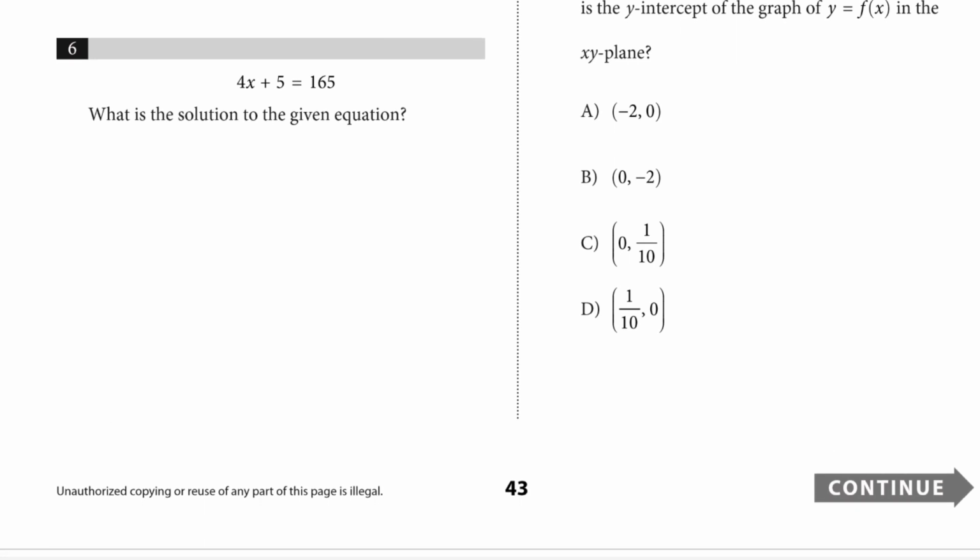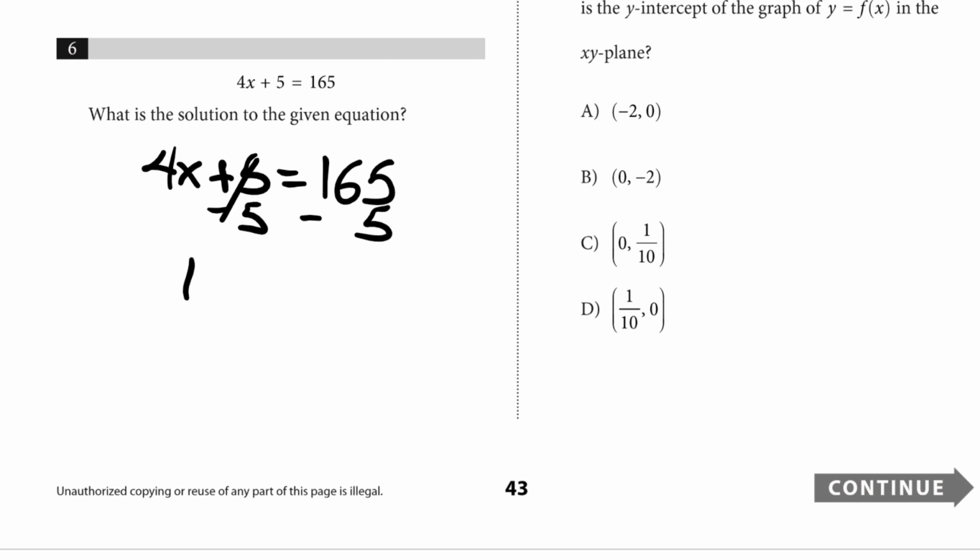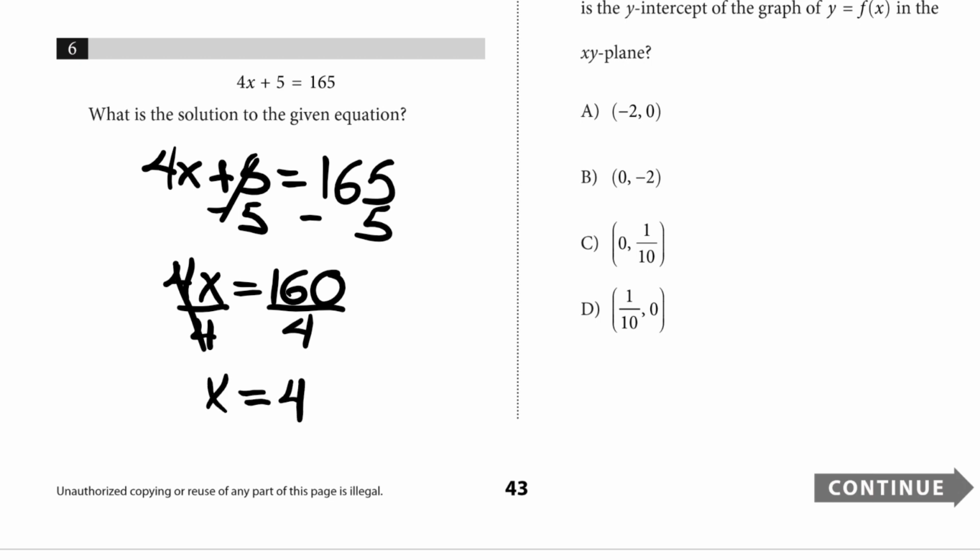Number 6. What is the solution to the given equation? The objective here is to figure out what x is equal to. The first step is to subtract 5 on both sides. This will give us 4x equals 160. And then to get x by itself, we're going to divide each side by 4. This will give us x equals 40.